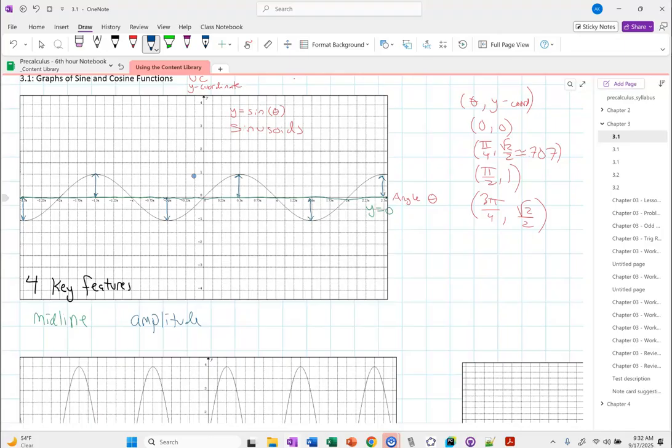So again, that distance is the amplitude. It doesn't matter where I read it from. Since the amplitude is a distance, what kind of number am I always going to be talking about? A positive, right? Positive for distance. Everybody good with that? In this graph, what is the amplitude?